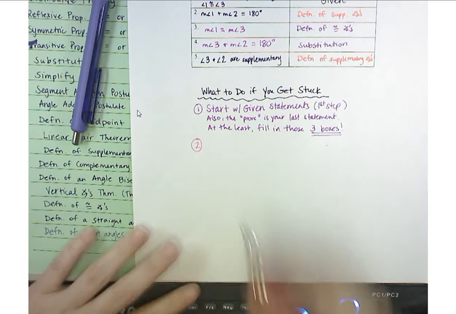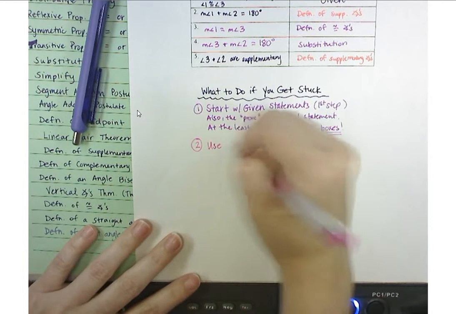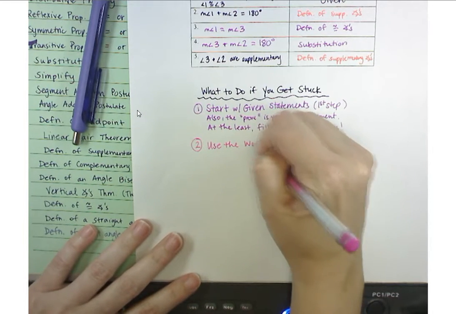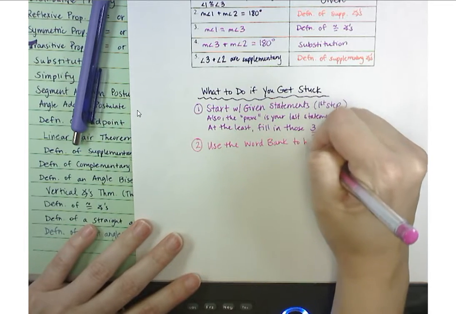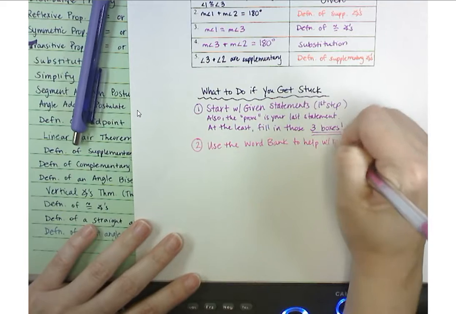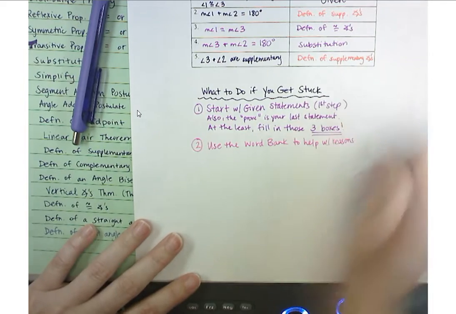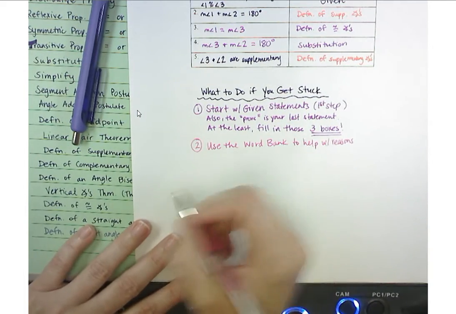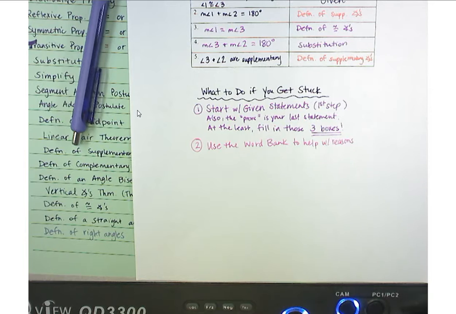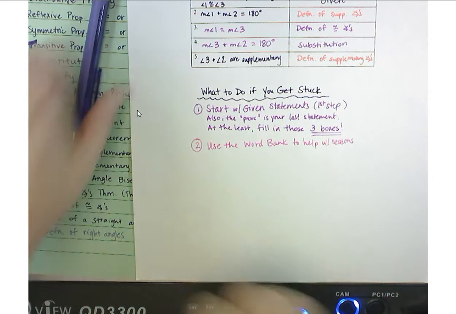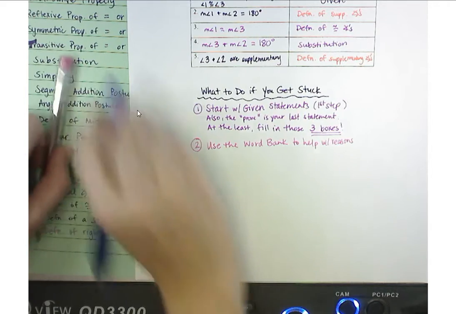Yeah, your word bank. So use the word bank to help with reasons. And I like too that you guys said you could use your book and stuff. We'll actually compile that at the end. Another thing, this will be step 3.